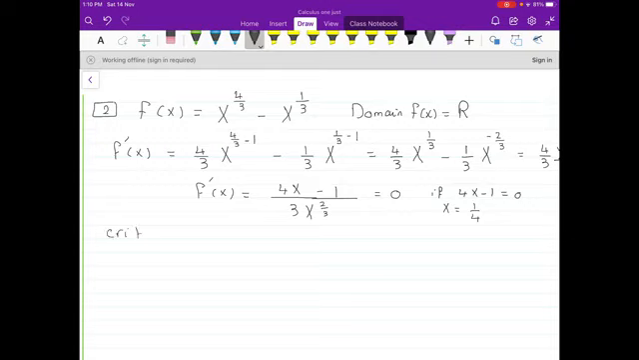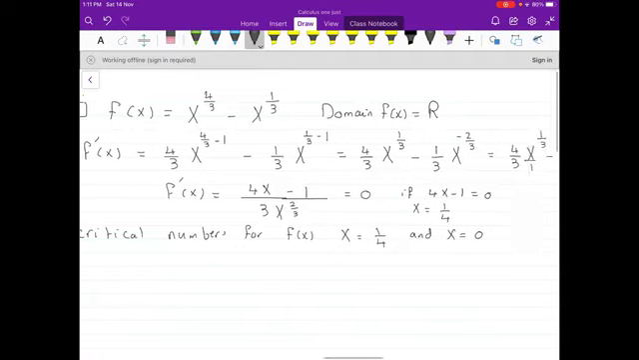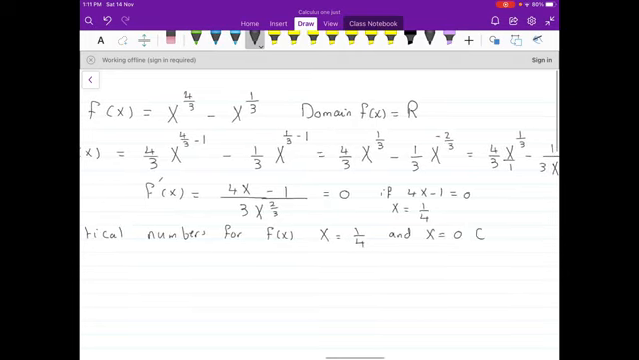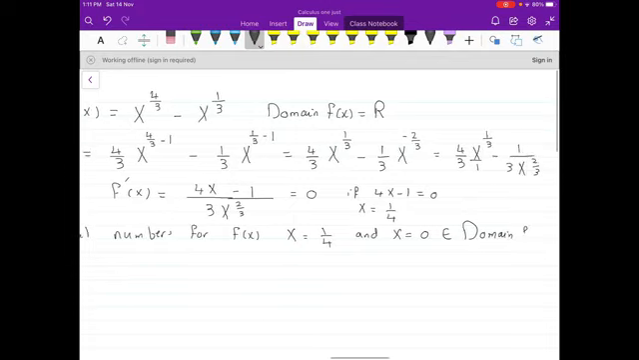What are the critical numbers for f of x? Clearly, they are x equals 1 over 4 and x equals 0. x equals 1 over 4 since f prime at 1 over 4 equals 0, and x equals 0, since f prime is undefined there, not differentiable, and make sure that these points belong to the domain of f of x.